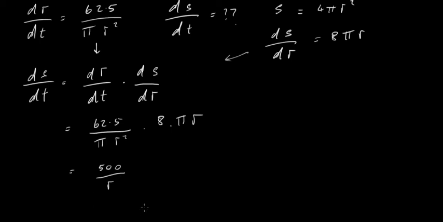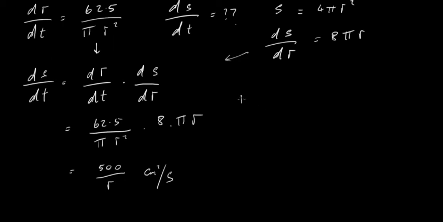Now, let's see, we also have 8 pi r, we have a pi r squared, so that r will cancel with that r there, so that's 500. Yeah, so we want to divide that by r, because remember this is our rate of change of surface area with respect to time, so surface area is centimeters squared per second. So this is our answer here.